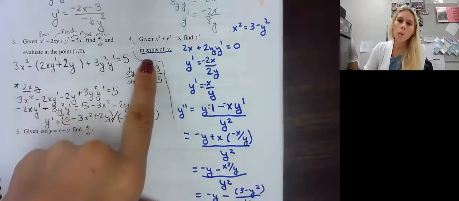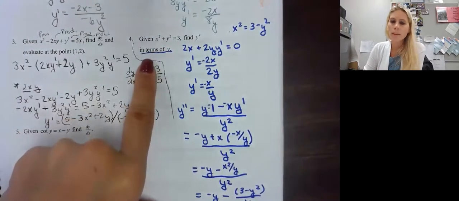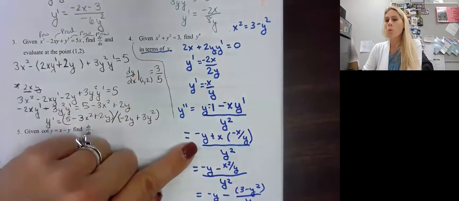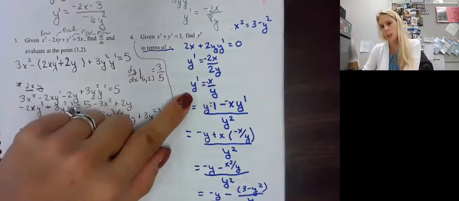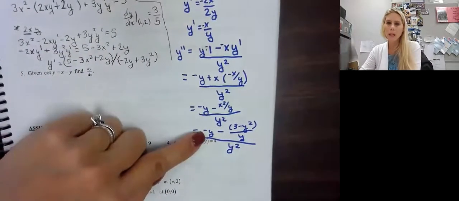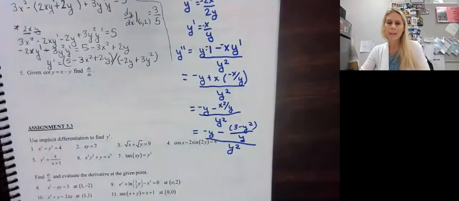So be careful what the directions say. If it said in terms of x and y, we could have stopped right here. If it said in terms of y prime and x, we could have stopped here. But because it says in terms of y, we have to stop here because we have x's up there.